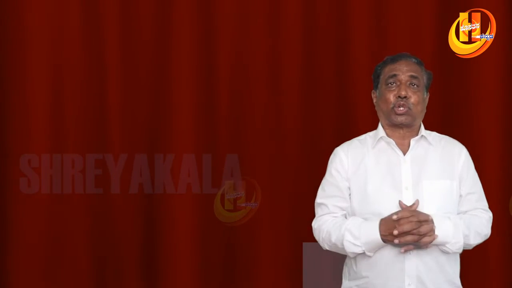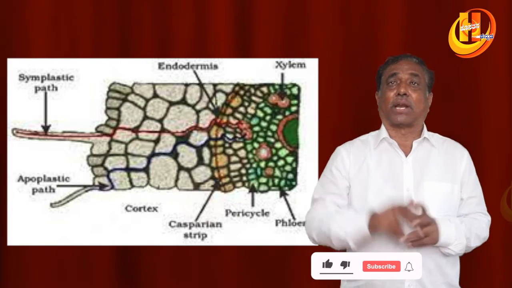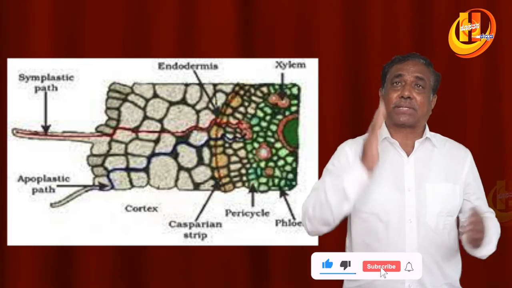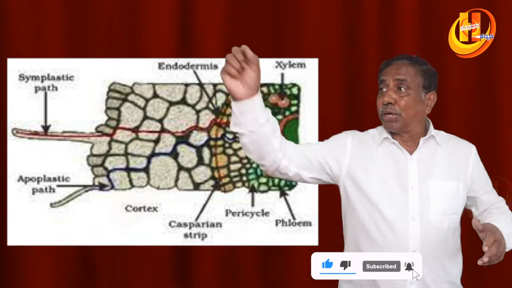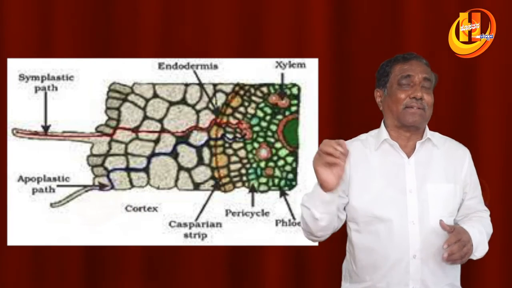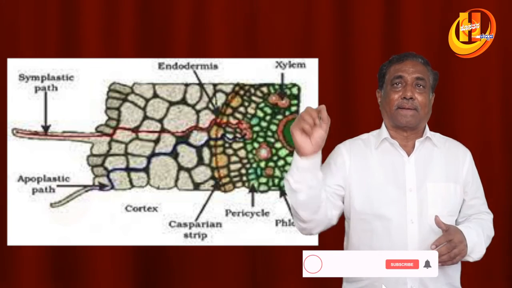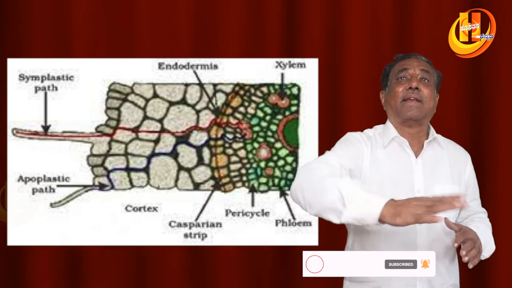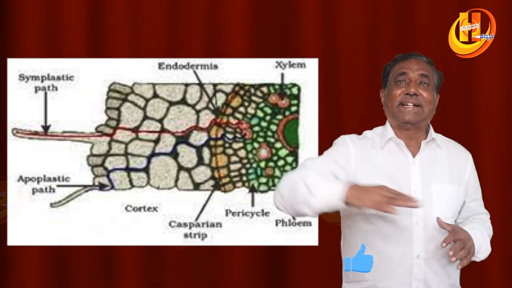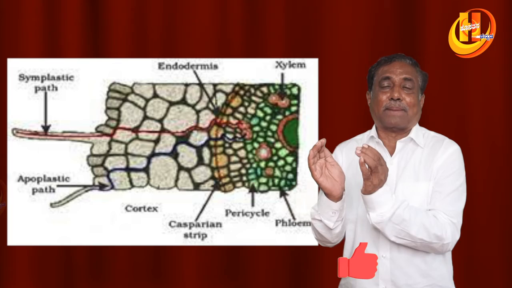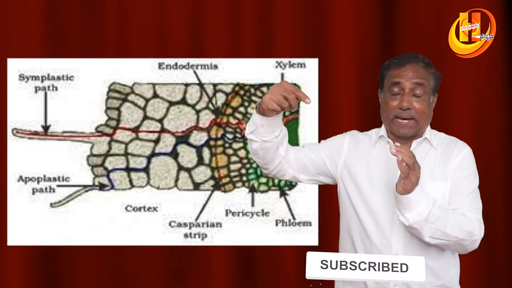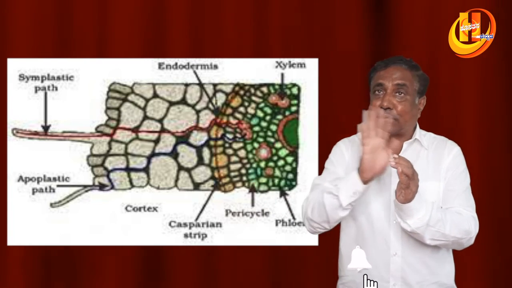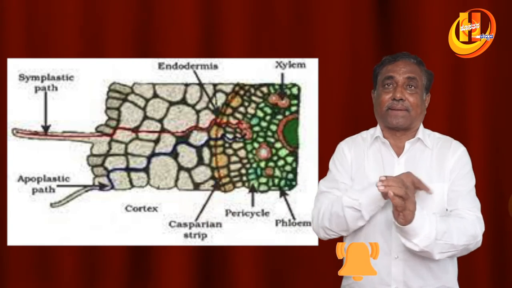There are two means of radial movement of water: apoplast and symplast. Apoplast, in which the water enters through the cell wall. This is also very important. Cell wall. Apo means free. Cell wall into intercellular spaces of the parenchyma cells. Here the water doesn't enter into the cells, but in the intercellular spaces.